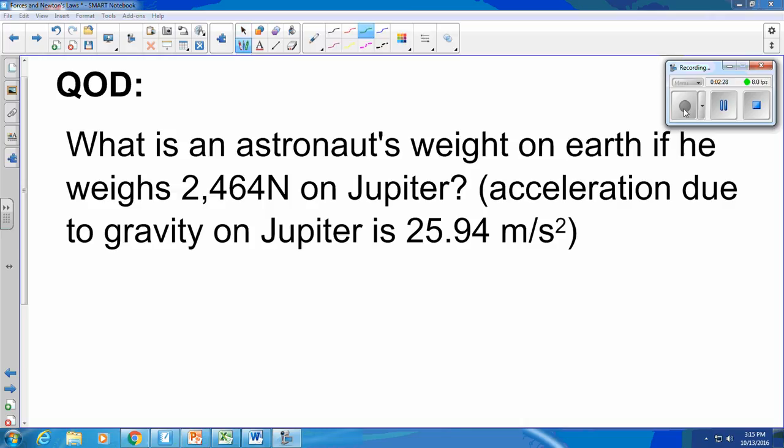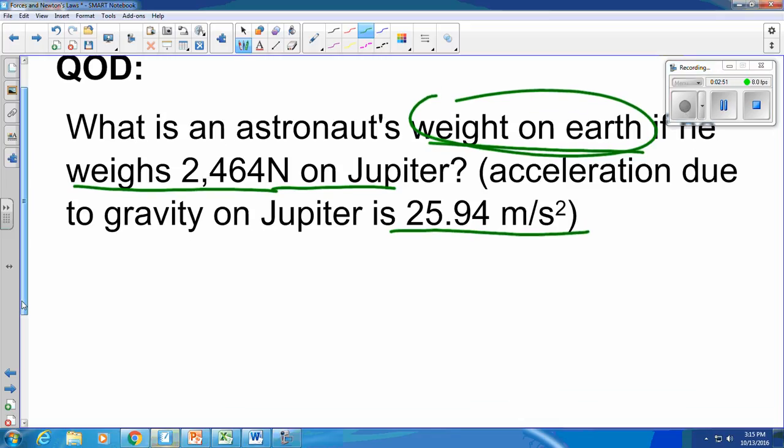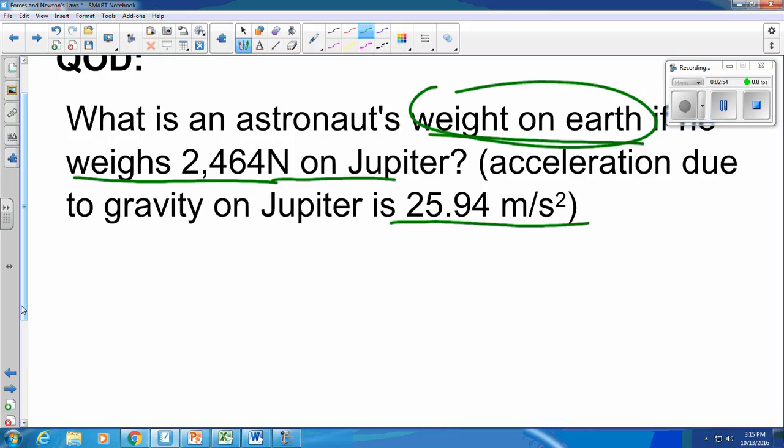It says, what is the astronaut's weight on Earth if they weigh 2,464 newtons on Jupiter? That's what I'm looking for. Weight on Earth. Key thing it says here, the acceleration due to gravity on Jupiter is 25.94 meters per second squared. So here's what I'm going to do. I'm going to draw what I know. It's asking me for the weight on Earth, which I also know is my force on Earth, if you want to write it that way. That is what I am looking for.